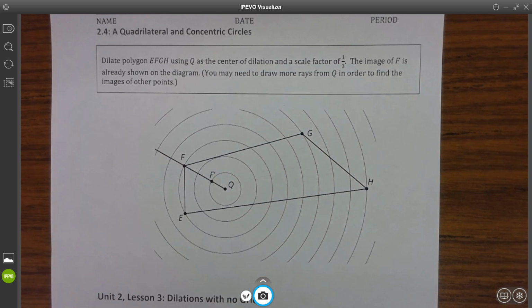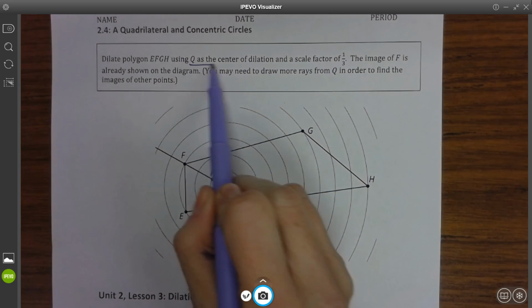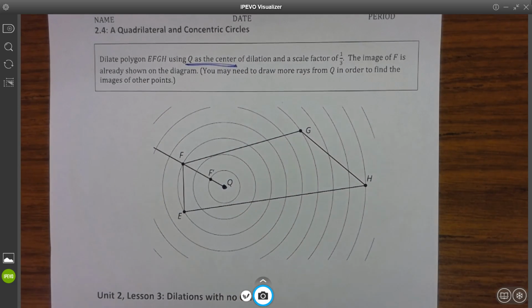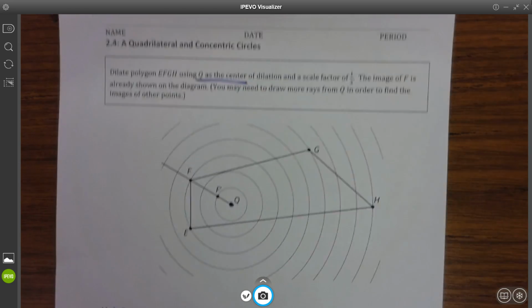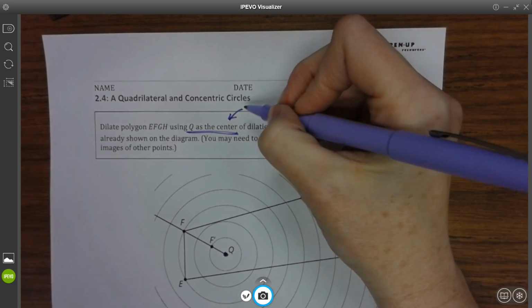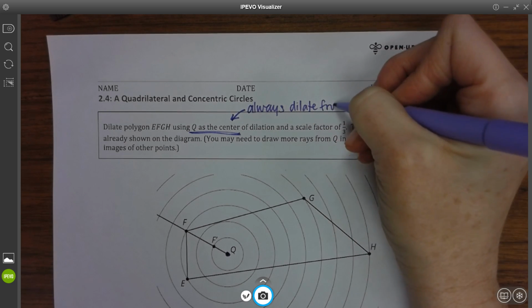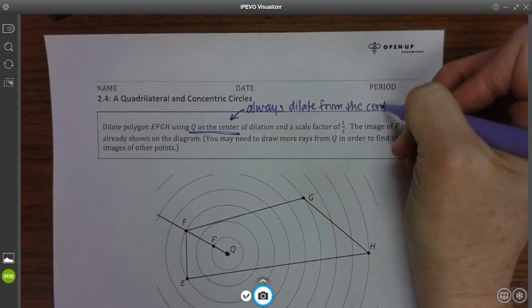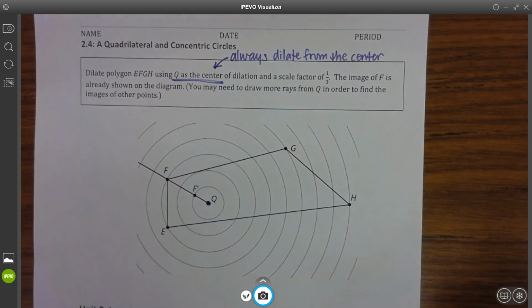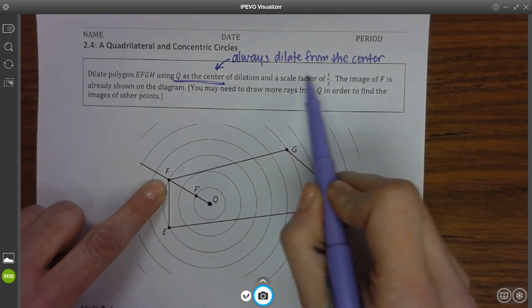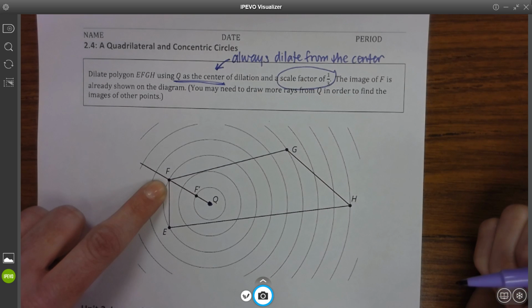All right, so let's take these things one step at a time for a second. Step 1, Q is our center, right? So Q is our center. Everything radiates from the center. Everything dilates from the center, okay? So always dilate from the center, right? So first things first, we have point F. And our instructions say that our scale factor is 1/3.